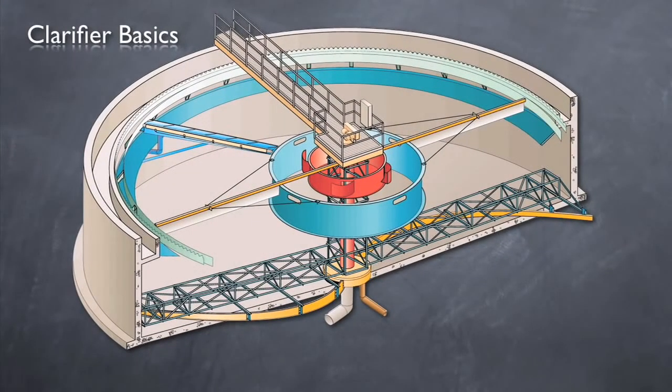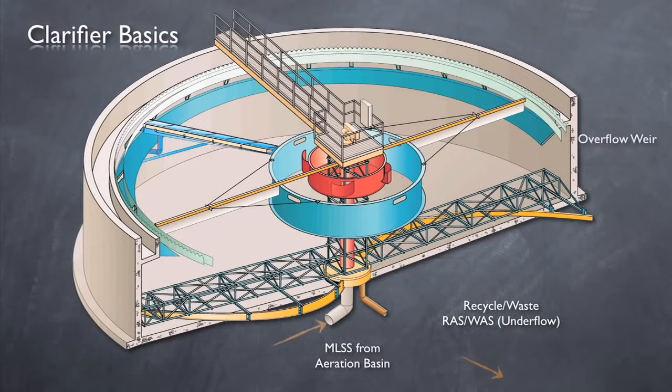Mixed liquor, typically from aeration tanks, enters through a centrally located feed pipe. From there, the flow has two ways out. First, settled sludge leaves through another centrally located pipe at the bottom of the clarifier and is recycled back into the system or wasted. This is the underflow. The second way is over the overflow weir.